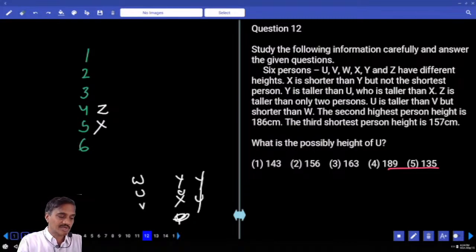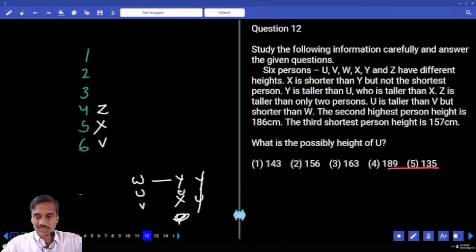Then what is the order we have for this one? Hence V must be here. And Y, U, and X: Y is greater than U, greater than X. And W is greater than U. The relation between W and Y is not known.